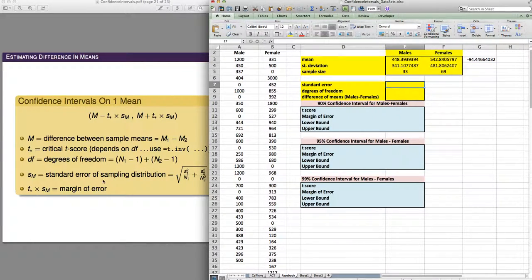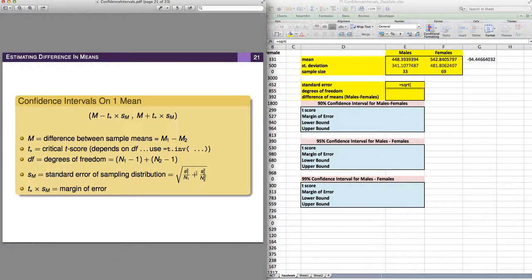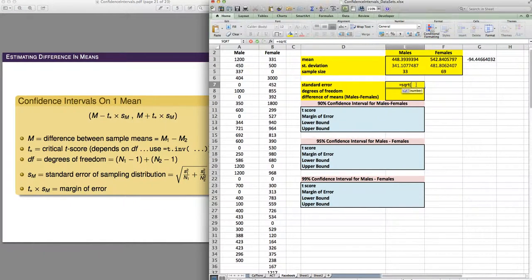My standard error, I can use the same old formula that we've used in the past. So square root of, I'm just using this formula right here. So square root of standard deviation squared over sample size for the males plus standard deviation squared over sample size for the females. As always with the formulas, put me on pause if you need to, equals.